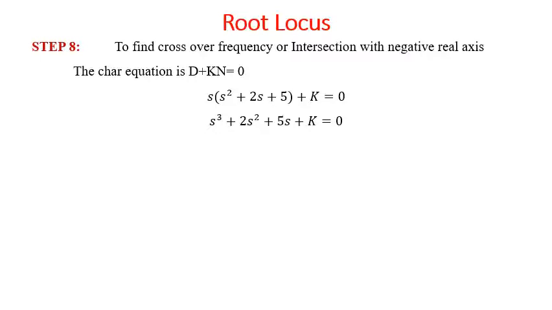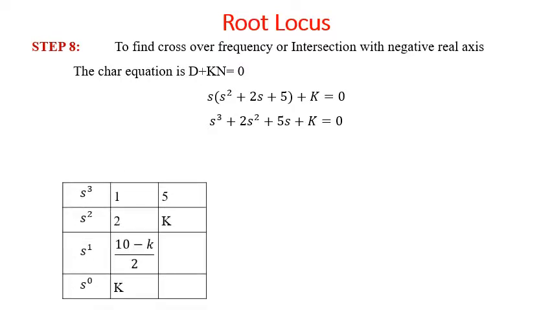Here, to find out the crossover frequency, we take the characteristic equation from D plus K N equal to 0. We have s square plus 2s plus 5 plus k. This is in the denominator part and this is in the numerator part, that is k equal to 0. When we multiply this s here, we get s cube plus 2s square plus 5s plus k equal to 0.